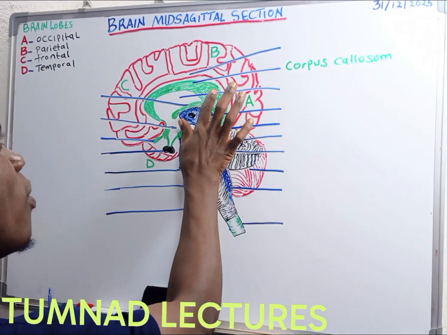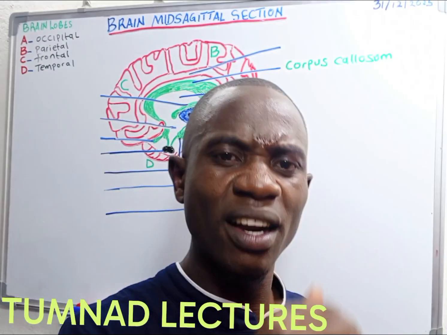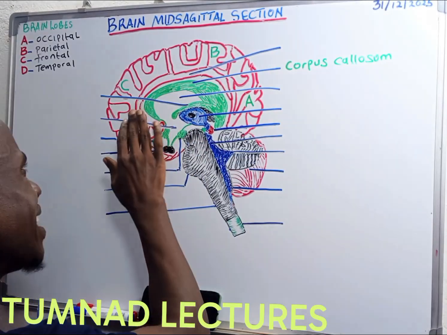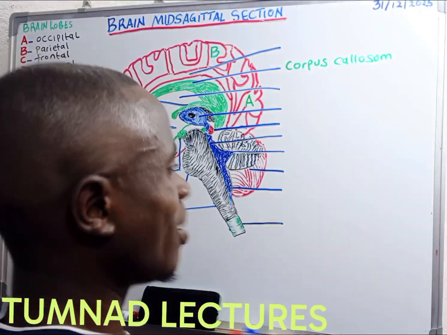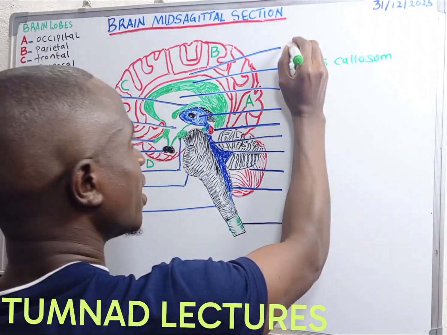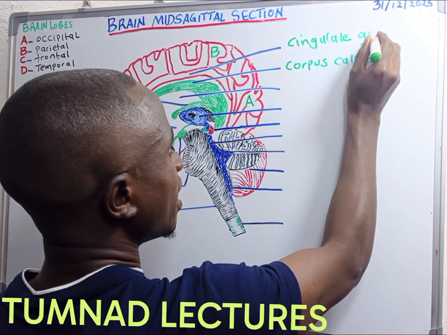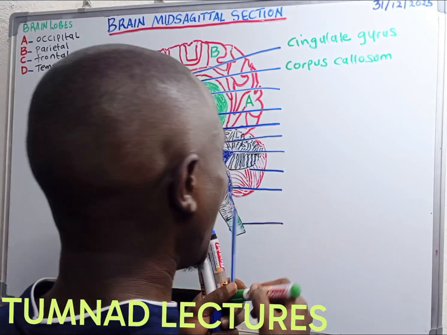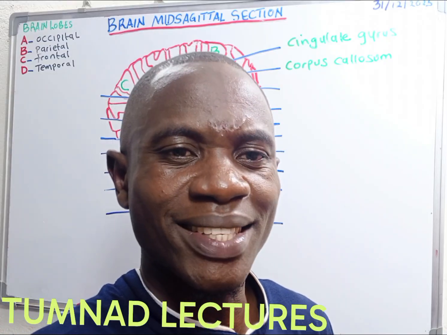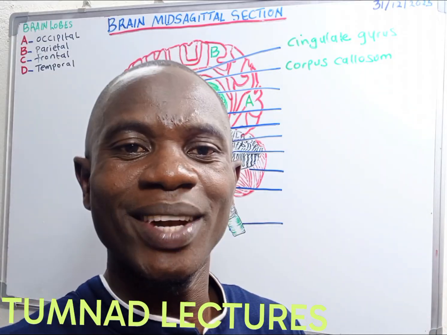Then when you come to the top of the corpus callosum, we have that raised groove, what you call the gyrus. This first gyrus, which is just on top of the corpus callosum, we call it the cingulate gyrus. And just immediately after the cingulate gyrus, we have a small depression which you call the sulcus. That sulcus is what we call the cingulate sulcus.